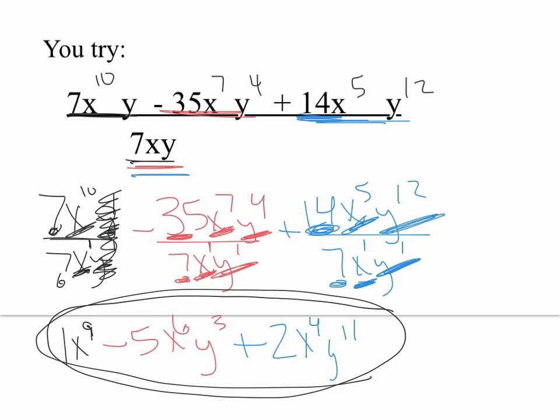So 1x to the 9th minus 5x to the 6th y to the 3rd plus 2x to the 4th y to the 11th.